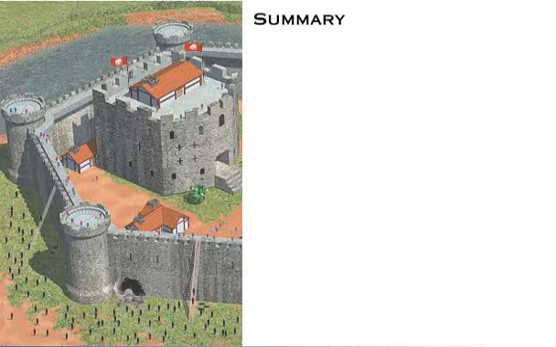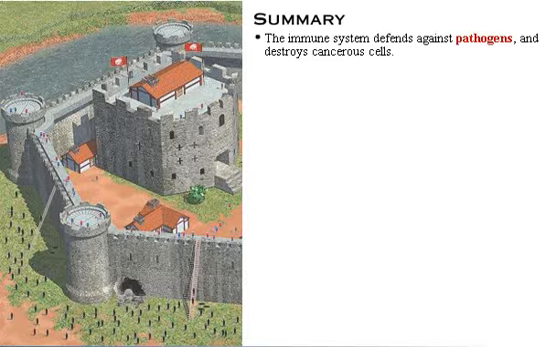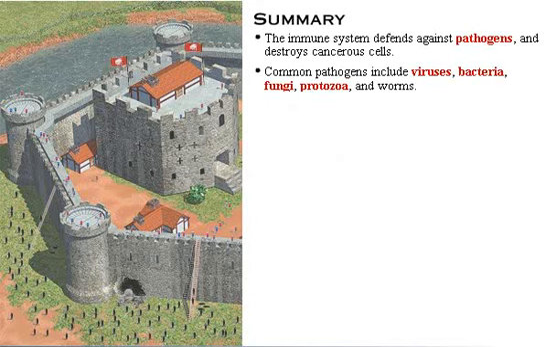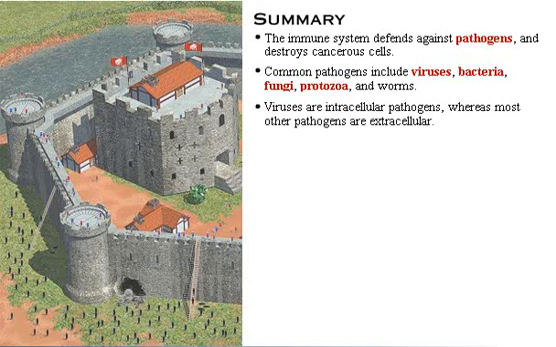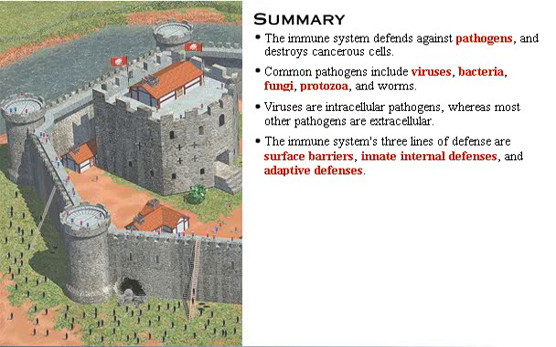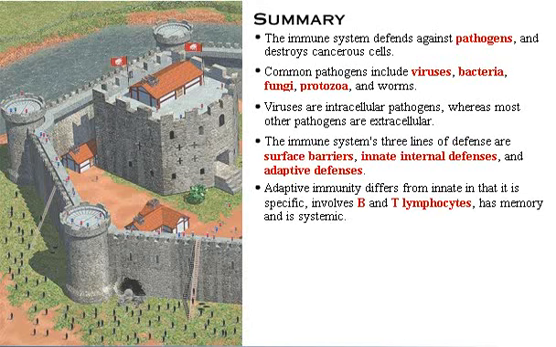Here's a summary of what we've covered. The immune system defends against pathogens and destroys cancerous cells. Common pathogens include viruses, bacteria, fungi, protozoa, and worms. Viruses are intracellular pathogens, whereas most other pathogens are extracellular. The immune system's three lines of defense are surface barriers, innate internal defenses, and adaptive defenses. Adaptive immunity differs from innate in that it is specific, involves B and T lymphocytes, has memory, and is systemic.